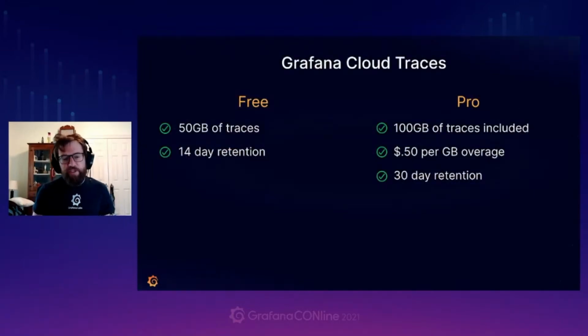We have a free and pro tier. In the free tier, if you're using the free beta now, you can transition to this. It has 50 gigs of free traces a month and a 14-day retention. Our pro tier is 100 gigabytes of traces included with the package, and then 50 cents per gigabyte overage. And there's a 30-day retention on the pro tier.